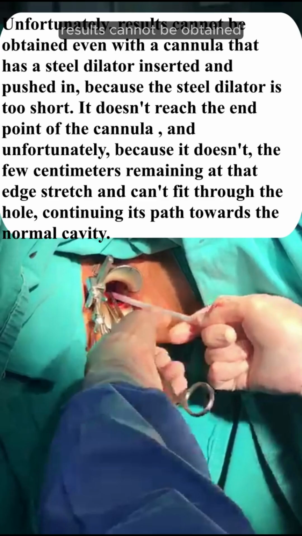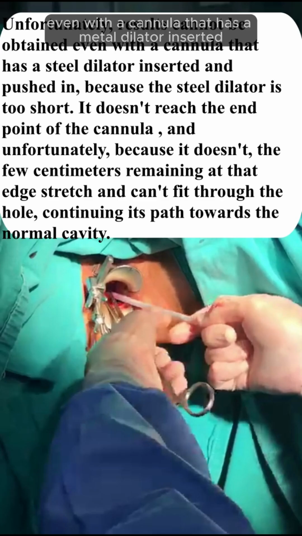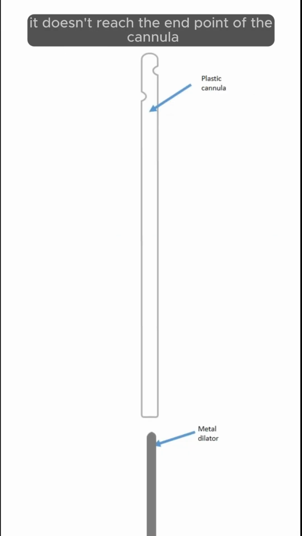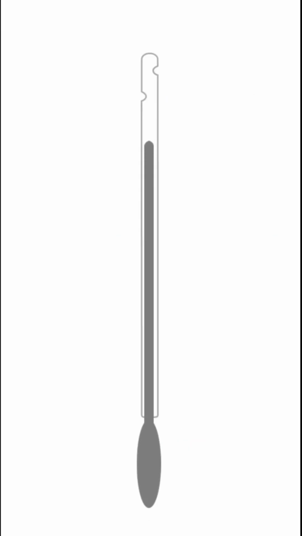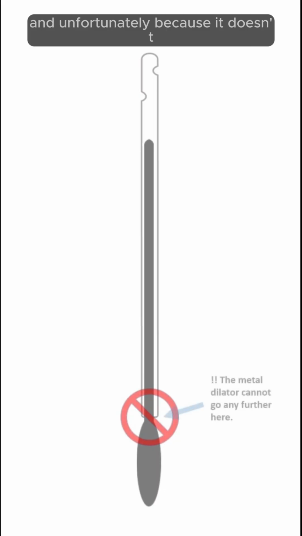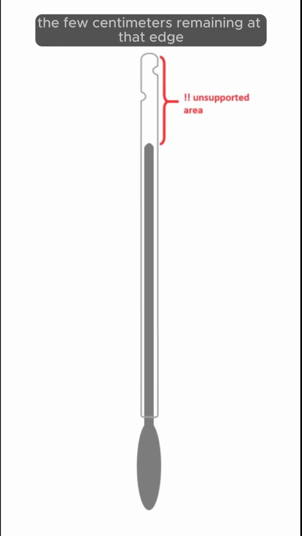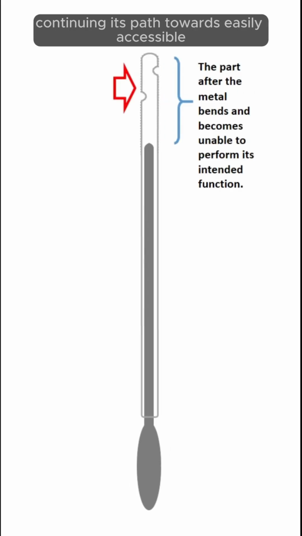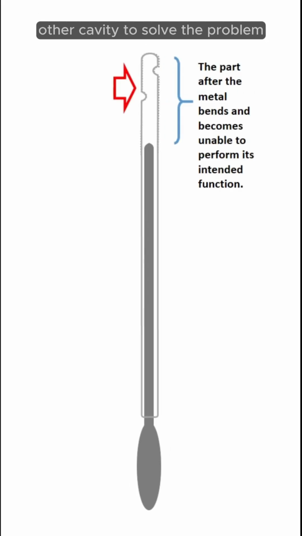Unfortunately, results cannot be obtained even with a cannula that has a metal dilator inserted and pushed in, because the metal dilator is too short. It doesn't reach the end point of the cannula, and because it doesn't, the few centimeters remaining at that edge stretch and can't fit through the hole, continuing their path towards the other, easily accessible cavity.